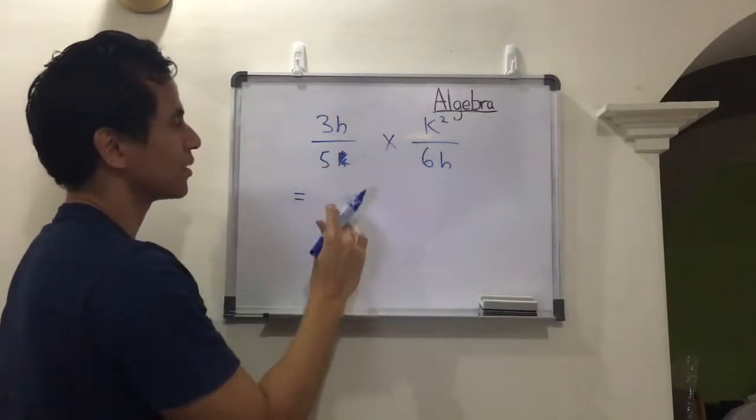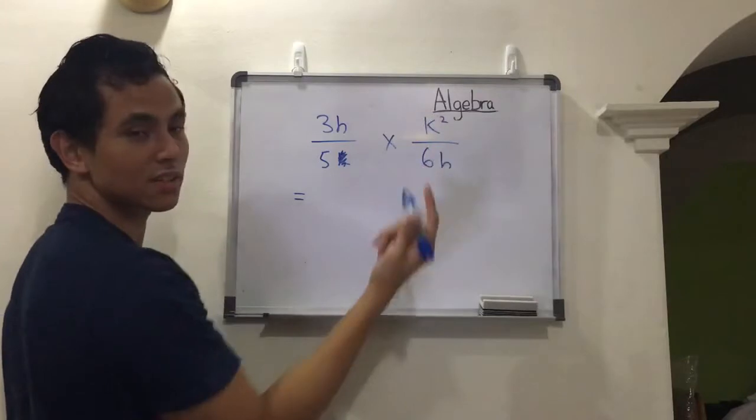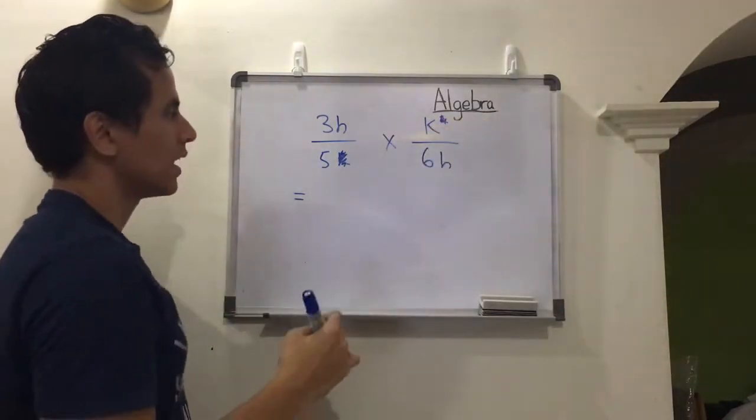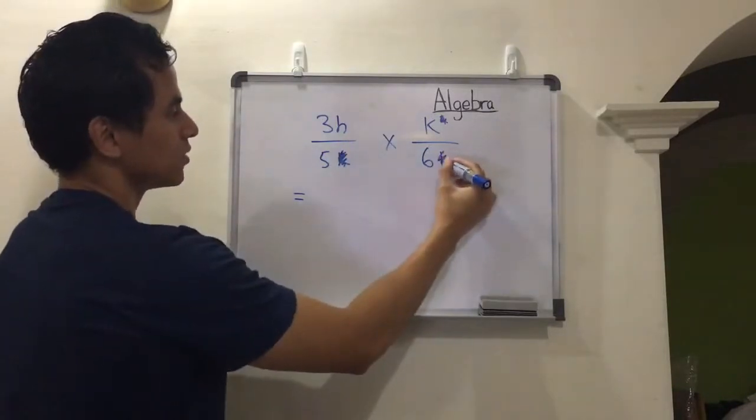So I want to remove 1k, because I must be fair. I'm removing 1k from here, I must remove 1k from the numerator. So 1k in this case is being represented by the 2. And here we have a h and a h. So therefore, I'm going to cancel also.